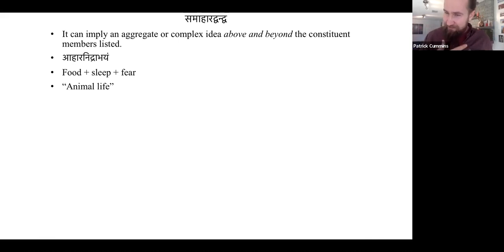So maybe somebody's a fan of Real Madrid or something, and you see a shirt that says eat, sleep, Real Madrid, or maybe they like going to the gym and then it's like eat, sleep, lift. It's kind of like that. Like, what is animal life? You eat, you sleep, and you fear for your life.